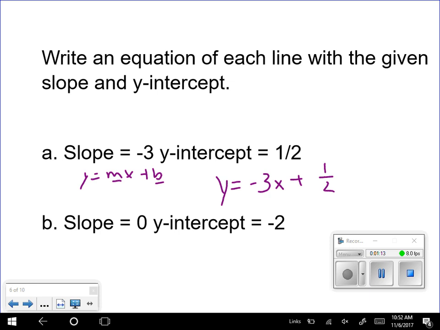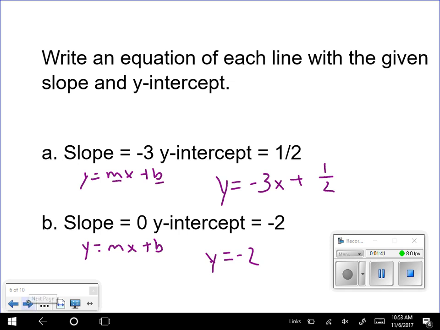So for b, it's the same thing. We're just looking for y equals mx plus b. We have the slope and the y-intercept. We're just going to plug those in. If the slope is 0, 0 times x is going to be 0. So really what we have is y equals -2. And maybe you remember what that would look like on a graph. Hopefully you do. Okay, so that's one way. That's your first set of questions on your homework today.